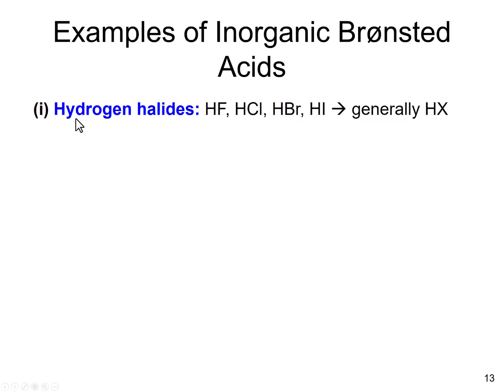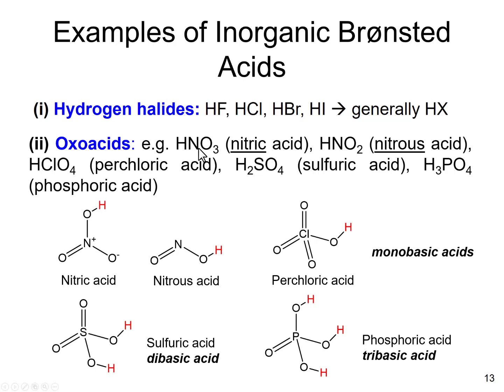You have very typical hydrogen halides. So we have seen HCl already, but you can also have HF, HBr, or HI. These are usually very strong acids, and you can generalize them as HX, whereby the X stands for an anion, which is the halide. You have particular acids that contain oxygen, and these are called oxoacids.